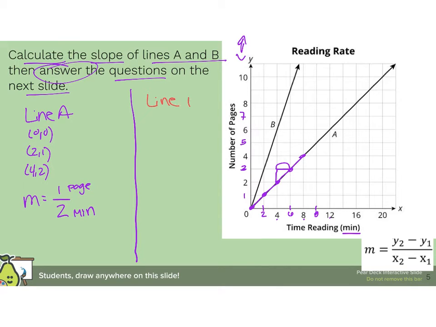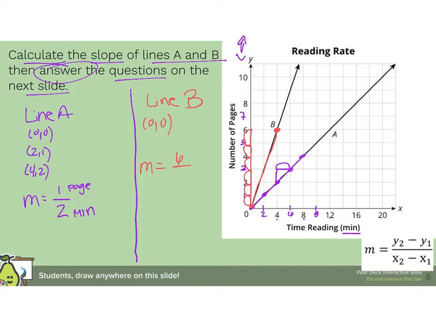This is a different person, and this is how fast they read. So still 0, 0. The next point I can use is all the way up here. And those are the only 2 points I can use. I'm going to do rise over run again. So my rise, counting by 1s, is 6. 1, 2, 3, 4, 5, 6. That's where that came from.